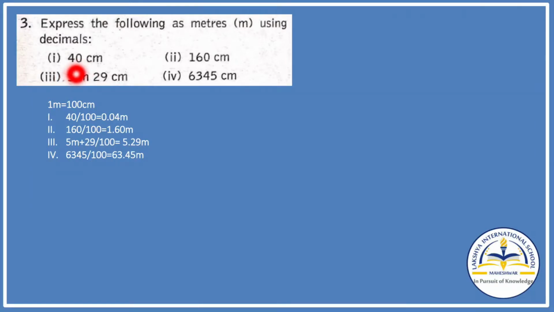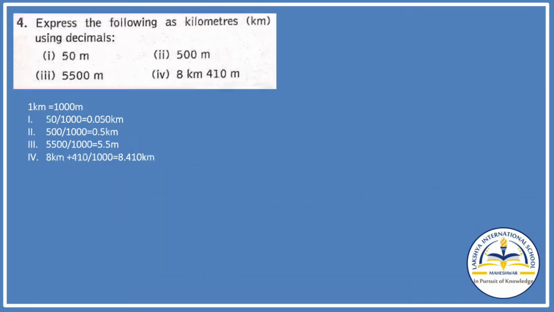First one is 40 centimeter. As we know, in 1 meter there is 100 centimeter. It means we have to divide the given value by 100. 40 by 100, it means 0.04 in meters. Now 160 by 100, it means 1.60 meter. Now same for the question number 3rd and 4th.